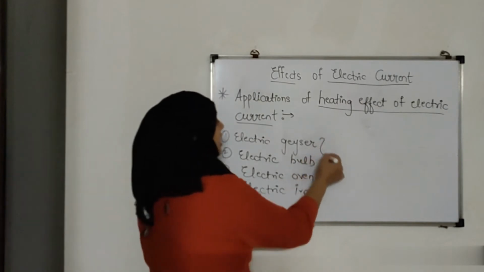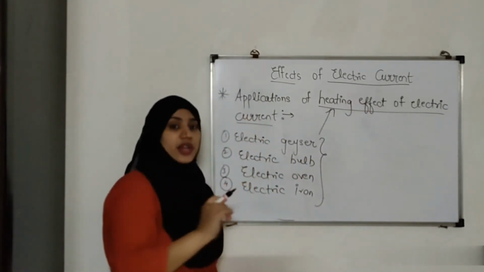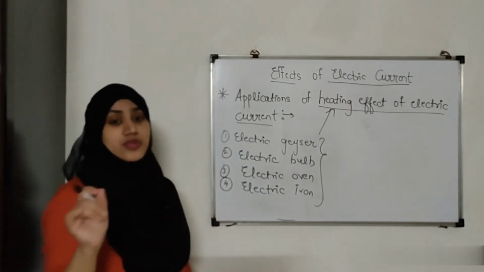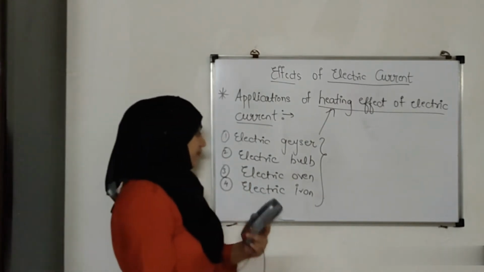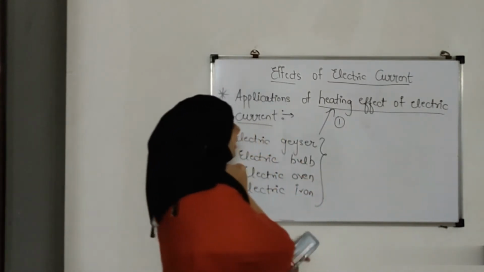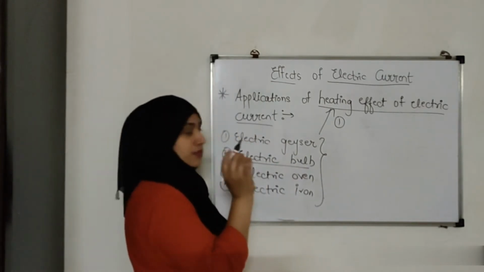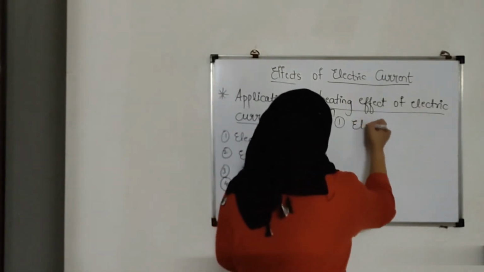These appliances are working on what? On heating effect of electric current. That's their fundamental principle. Now firstly, we are going to consider how the heating effect of electric current is used in an electric bulb.